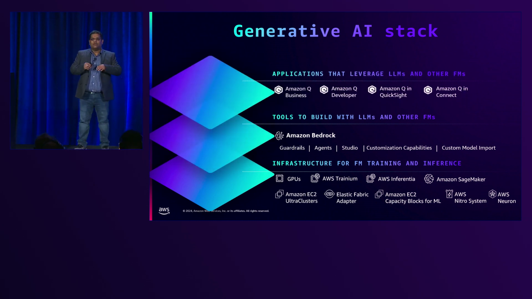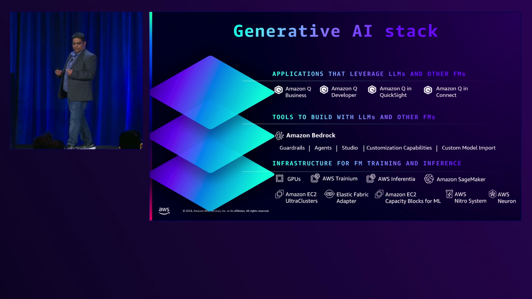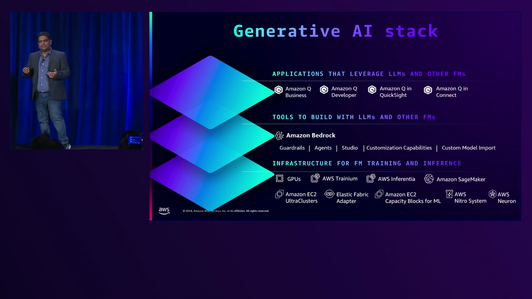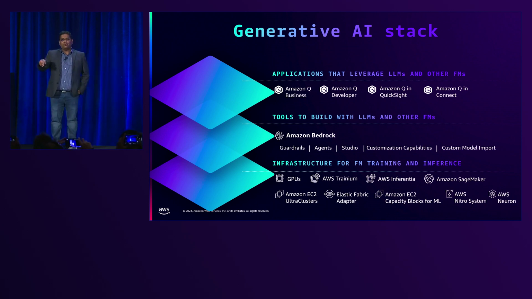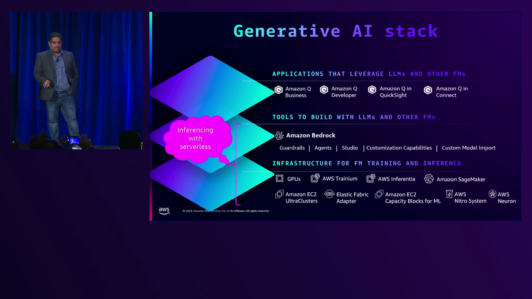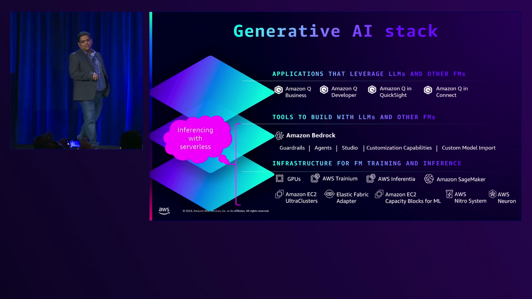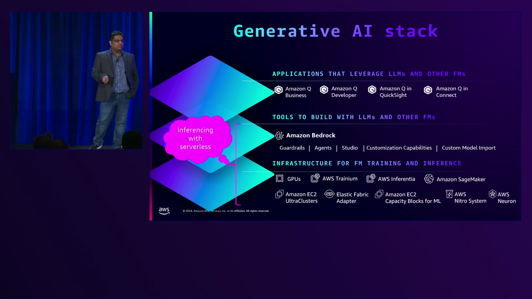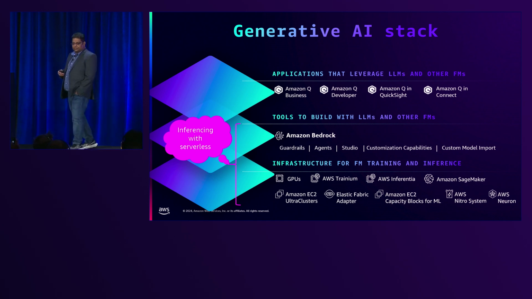On top of Bedrock, you have the highest abstraction layer of Amazon Q. That's where you'll see Amazon Q for Business, Q Developer for code generation, and so on, with QuickSight and Connect. But what we are going to focus on in this hour is how we can use serverless for inferencing in those two stacks, where we have infrastructure and we have Bedrock.